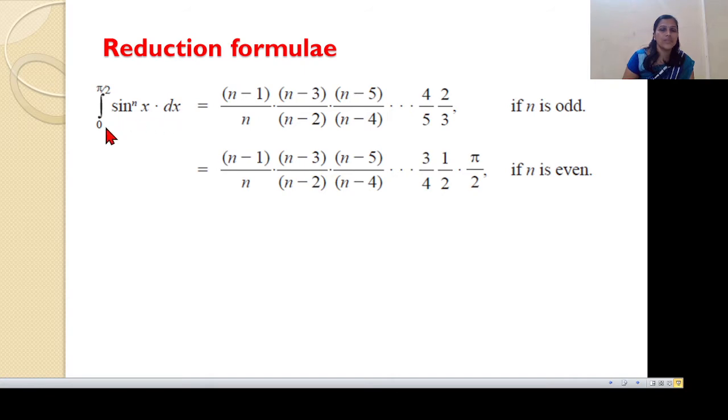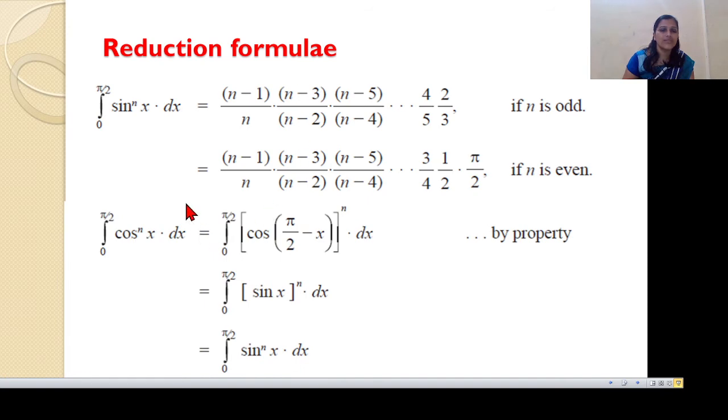Let us see integral 0 to pi by 2 sine raised to n x dx. It will reduce this n. If n is odd, then reduce n like this: n minus 1, n minus 3, n minus 5, up to 4, and so on. The last term will be 2 by 3. And if your n is even, then reduce this n like this expansion: the terms will be n minus 1, n minus 3, n minus 5, and so on, up to pi by 2. This will be your last term.